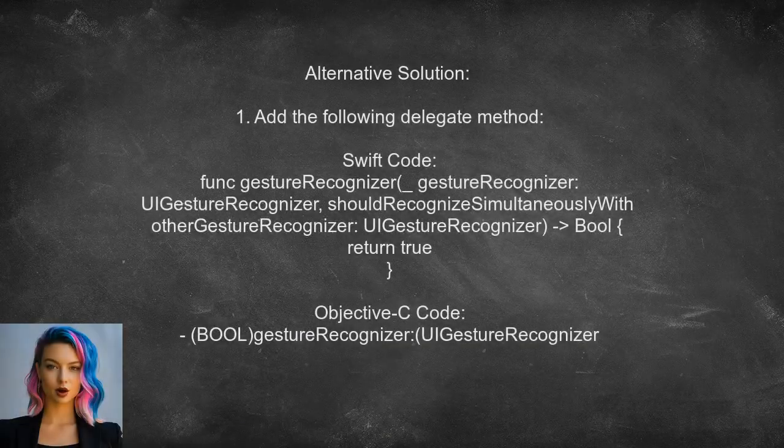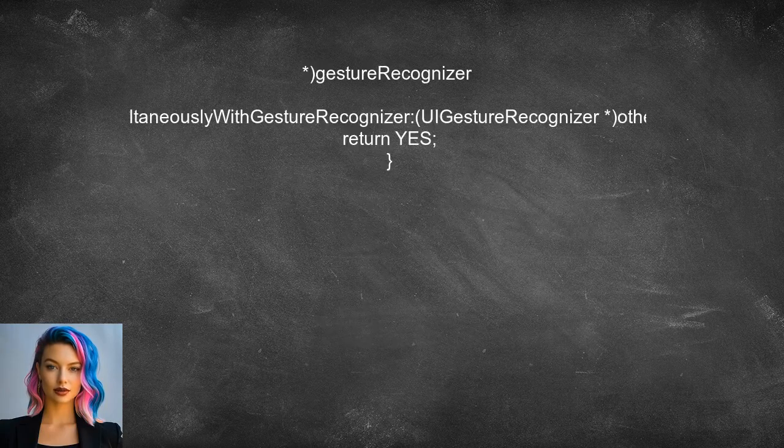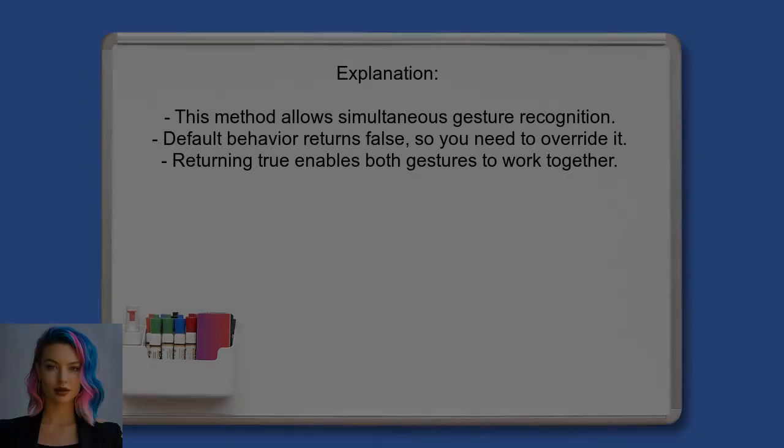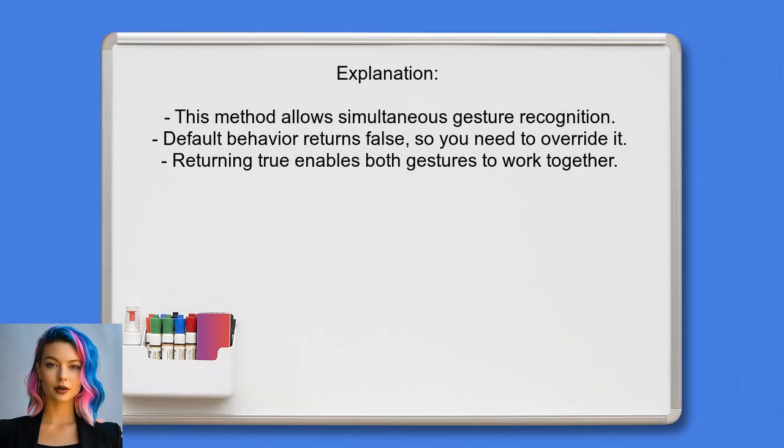An alternative solution provided by another user suggests adding a delegate method to your view controller. This method allows gesture recognizers to recognize gestures simultaneously. This method ensures that both gestures can be recognized at the same time, which is crucial for your swipe gesture to work alongside the UI table view's built-in gestures.